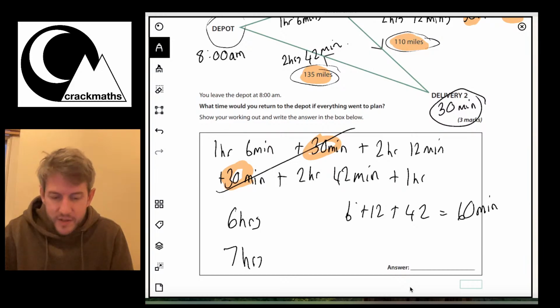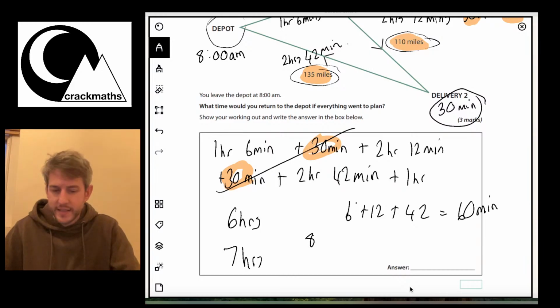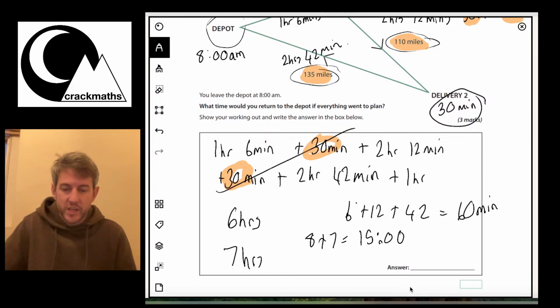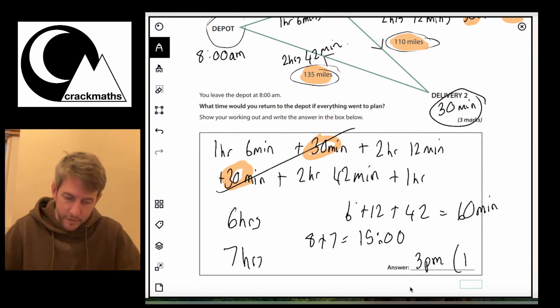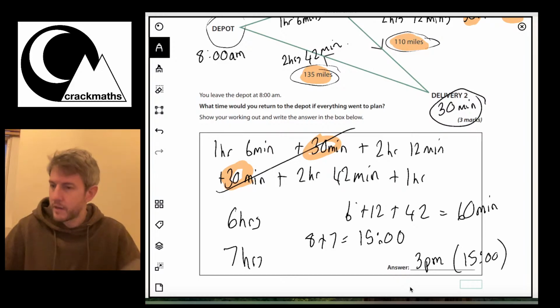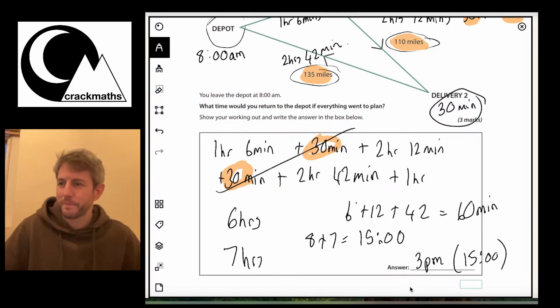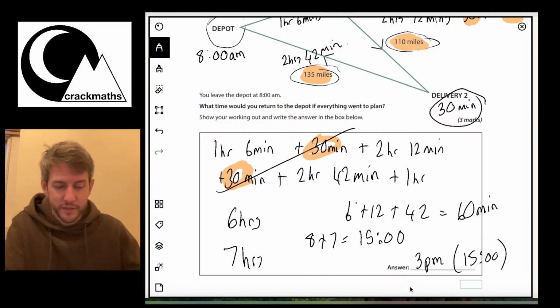And the question is, work out what time you should return. So 8 add 7 equals 15. That would be 15 o'clock, which we could write as 15 o'clock, or as 3 p.m., 1500 hours. Both of those would be fine. Great, so that is another compound measure question.